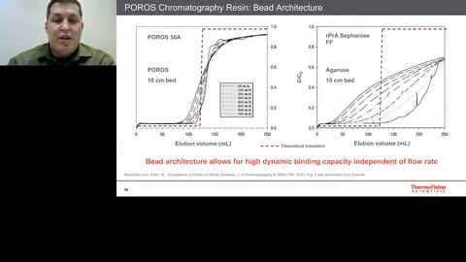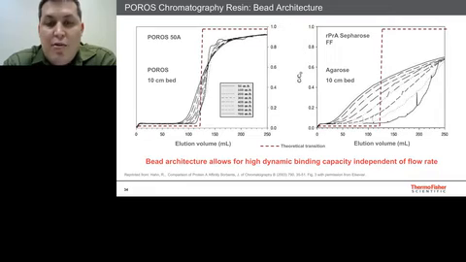This slide shows customer-generated data that illustrates how breakthrough curves can be influenced by flow rates on both the POROS bead and an agarose bead. The y-axis is the amount of IgG in the flow-through, which is C, over the amount of IgG in the load, which is C0, with a ratio of 1 meaning nothing is binding and all binding sites are taken. The faster the transition from 0 to 1, the more efficient the column is.